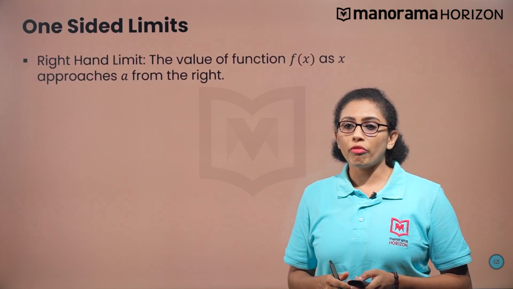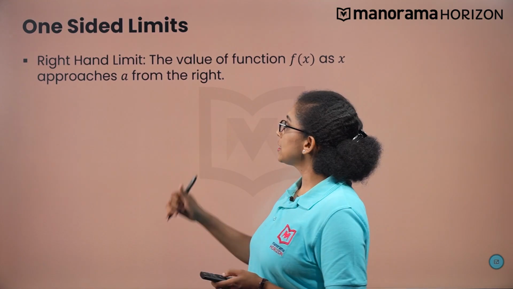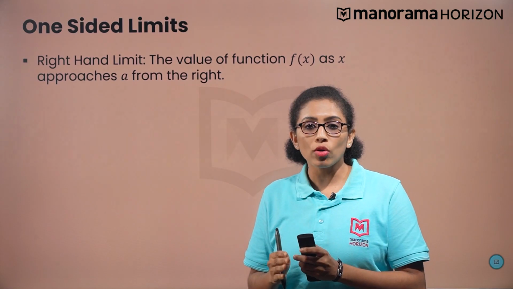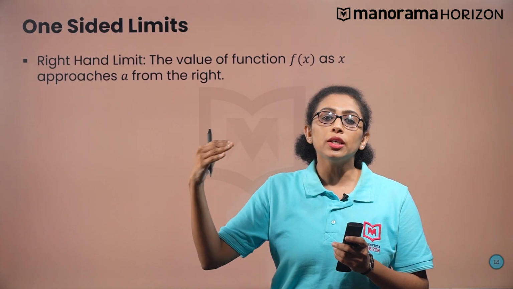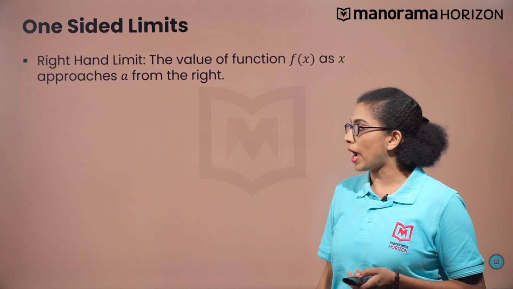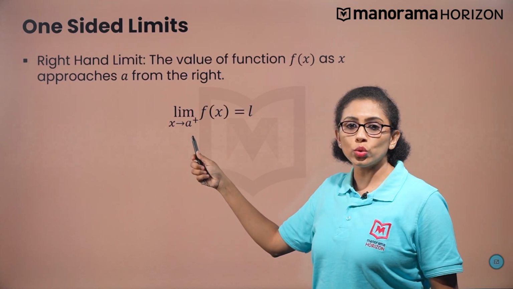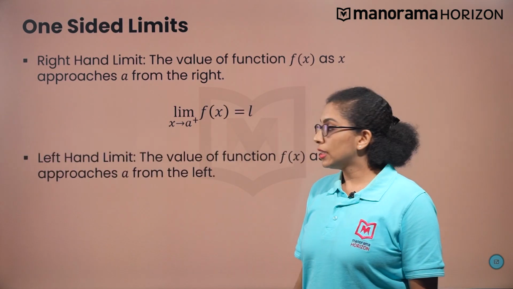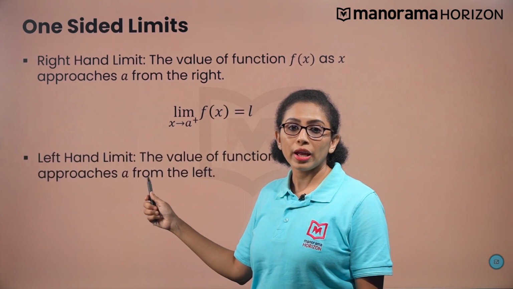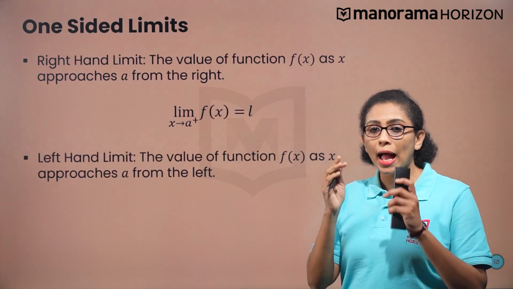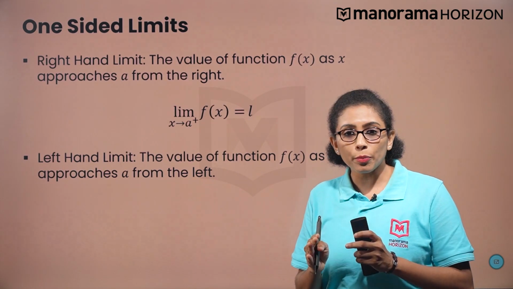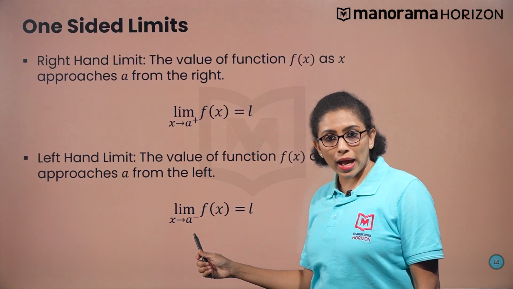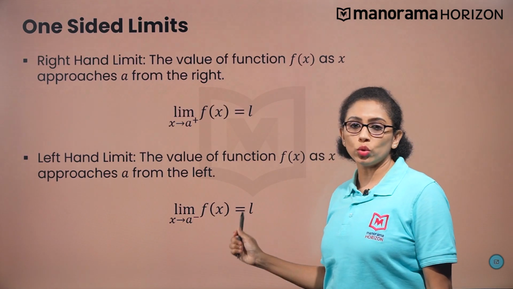The right hand limit of a function f is the value of f of x when x approaches a from the right, and it is denoted by limit x tends to a plus f of x is equal to L. Similarly, the left hand limit of a function f is the value of f of x when x approaches a from the left. That is, limit x tends to a minus f of x is equal to L.